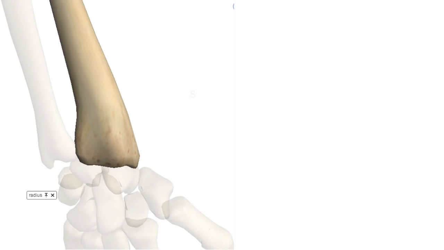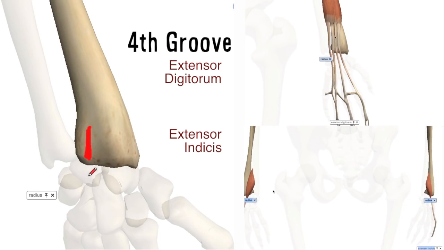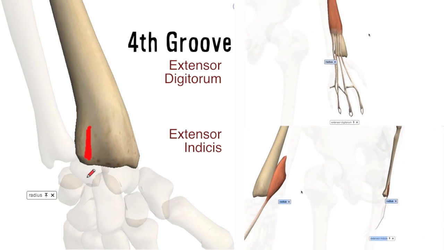Now the final groove is the fourth groove, which should be found right next to the third groove, a little bit more medially, and here lie the tendons of the extensor digitorum and extensor indicis muscles.